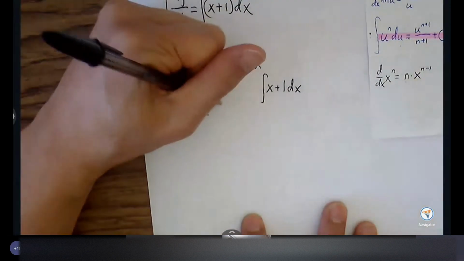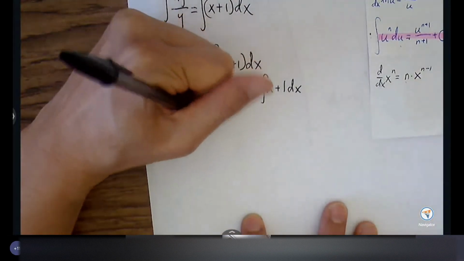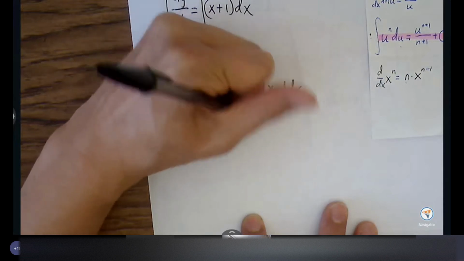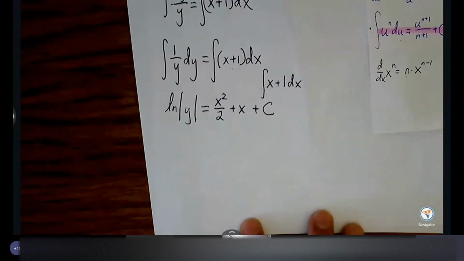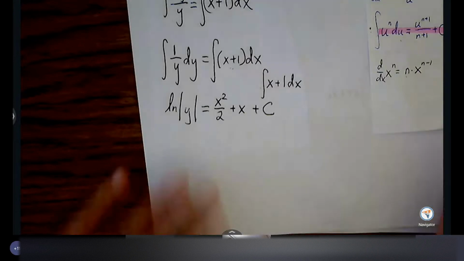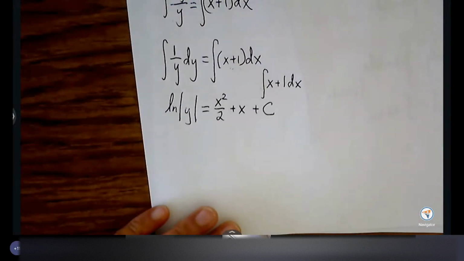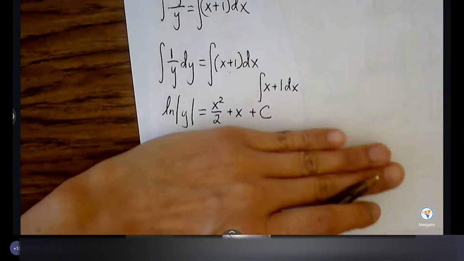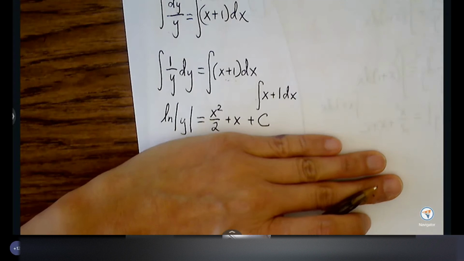Okay, so x becomes x squared over 2. 1 becomes 1x. And then we need to include that plus C. Okay, questions here? Okay, so we have a version of the answer here, right?